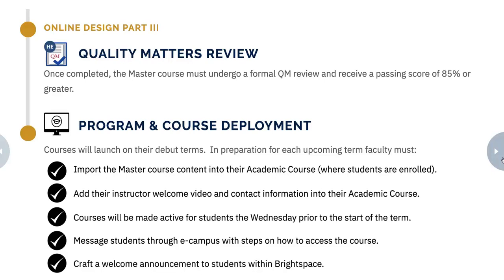It's also important to understand that in URI Online, because we're dealing with a 7-week accelerated format and many of your students are part-time or also working full-time or perhaps juggling families, we do provide access the Wednesday prior to the start of the term so that they have time to get oriented to the course as well as acquire the materials that are required for the course.